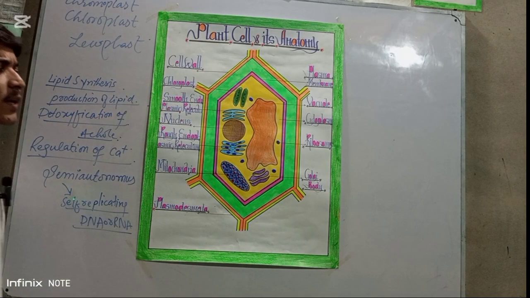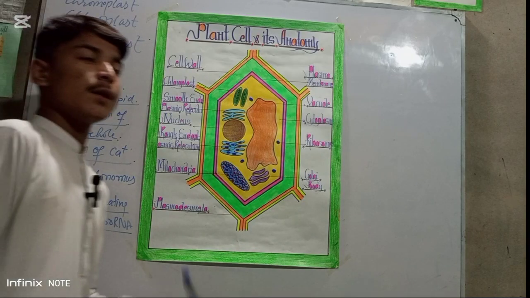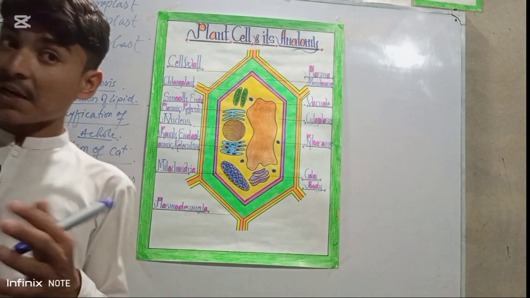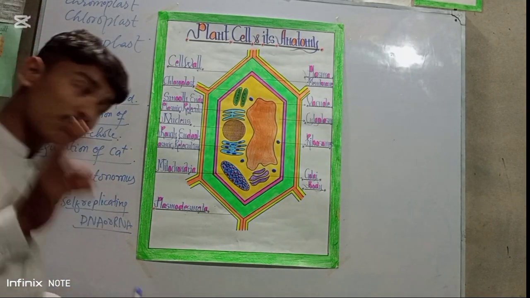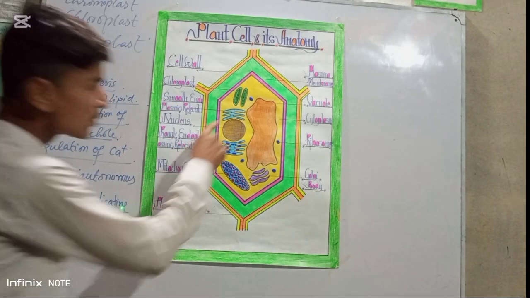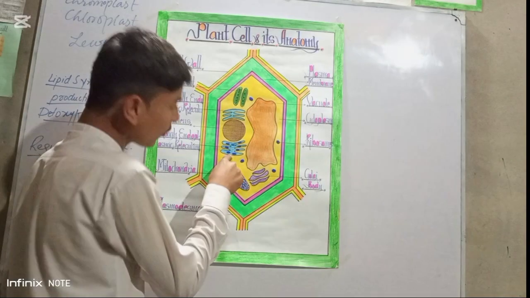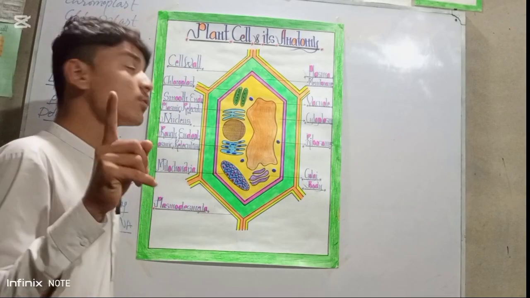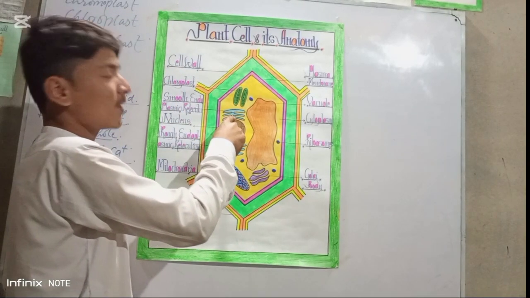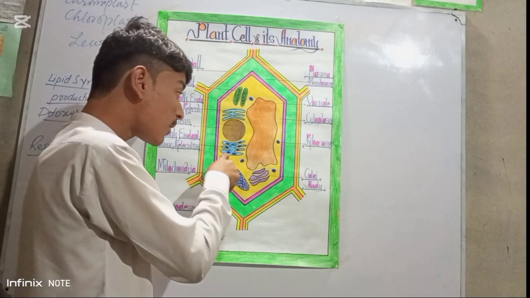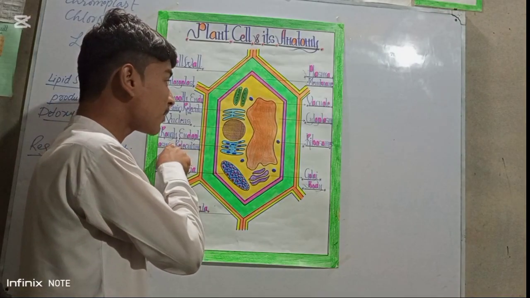After that, we discuss the next organelle, the endoplasmic reticulum. The endoplasmic reticulum is a network of tubes which transports materials. It has two types: smooth endoplasmic reticulum and rough endoplasmic reticulum. Ribosomes are present in the rough endoplasmic reticulum, while the smooth endoplasmic reticulum has no ribosomes.